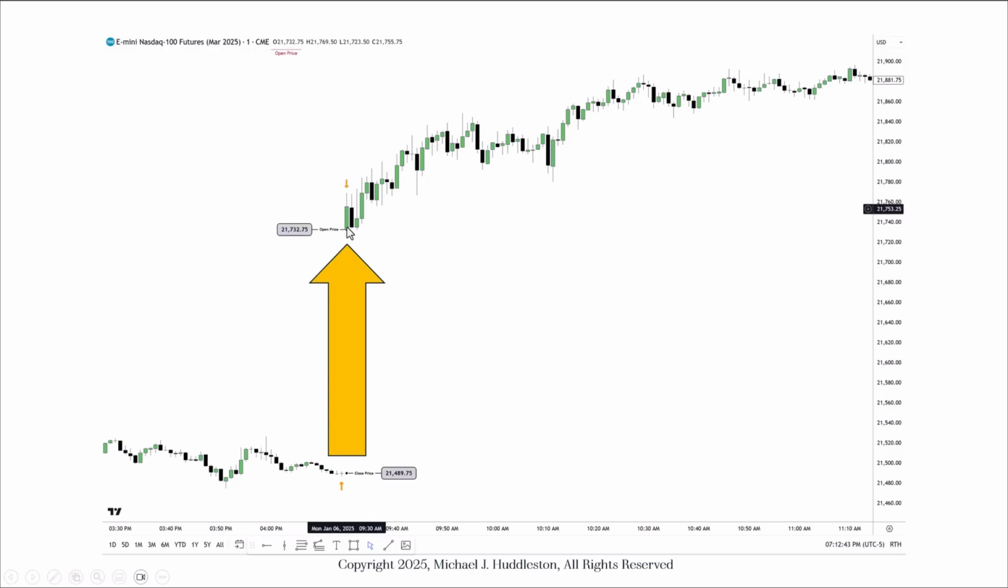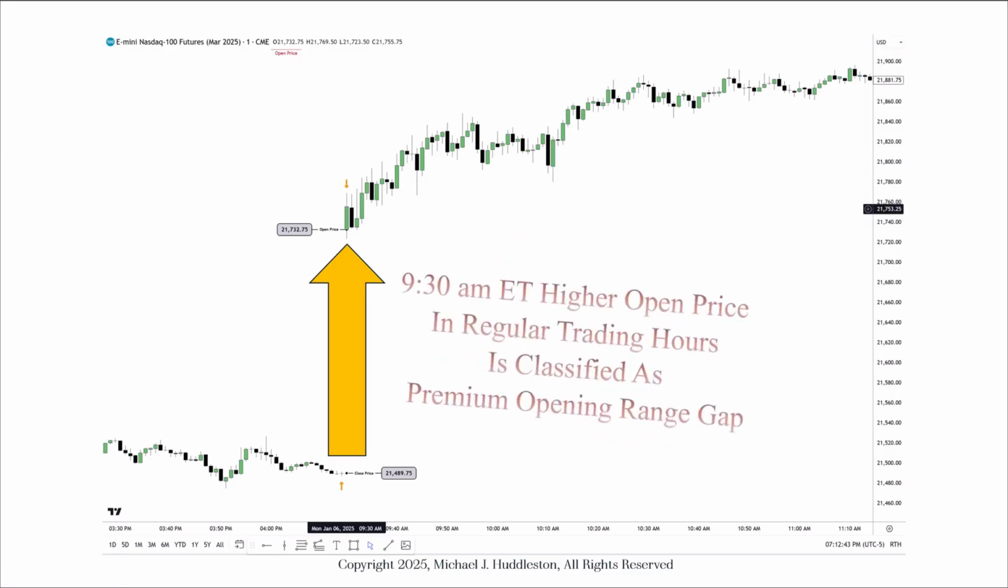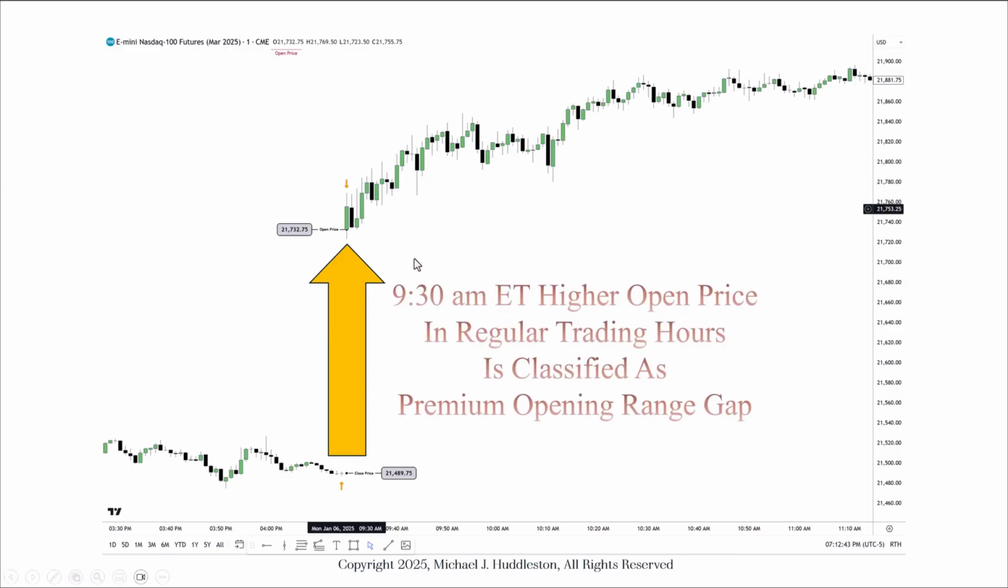Here we can see at 9:30 a.m. on the very next day, regular trading hours is going to only show the difference between where we settled the previous day at 4:14 p.m. to now the first opening price at 9:30 Eastern time. Again, all New York local time. So this shows that we're opening higher than where we settled in regular trading hours the previous trading day. At 9:30 a.m. Eastern time, a higher opening price in regular trading hours is classified as a premium opening range gap.